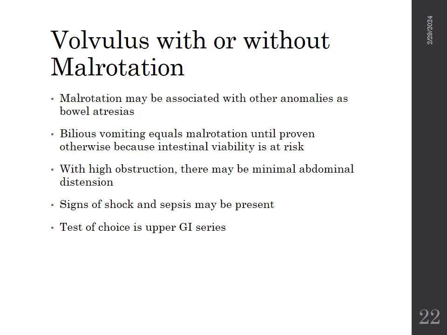Why? Because intestinal viability is at risk. With a high obstruction, there may be minimal abdominal distension. The distension occurs with lower obstructions. There may be signs of shock and sepsis, and the investigation of choice in these cases is an upper GI series with contrast. We do a series, not just a simple film.